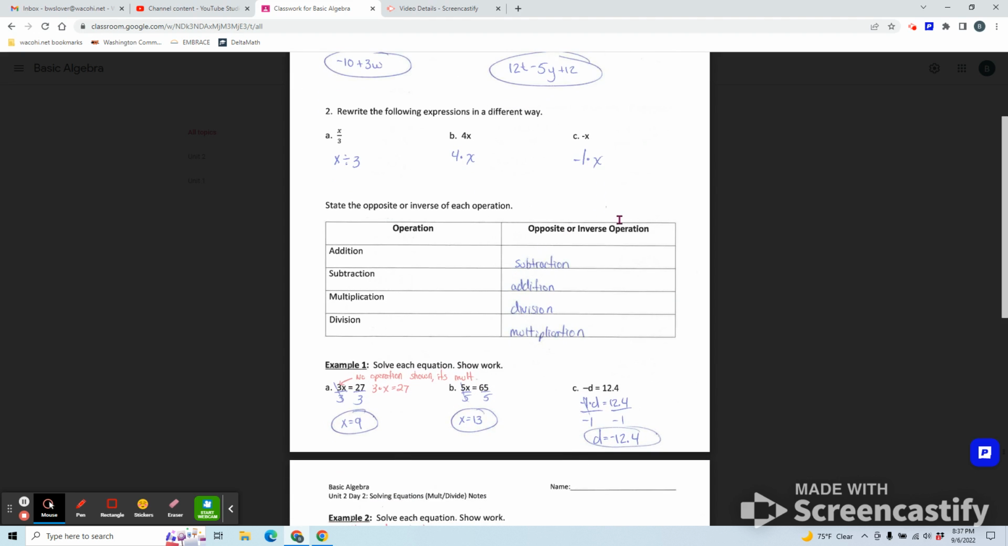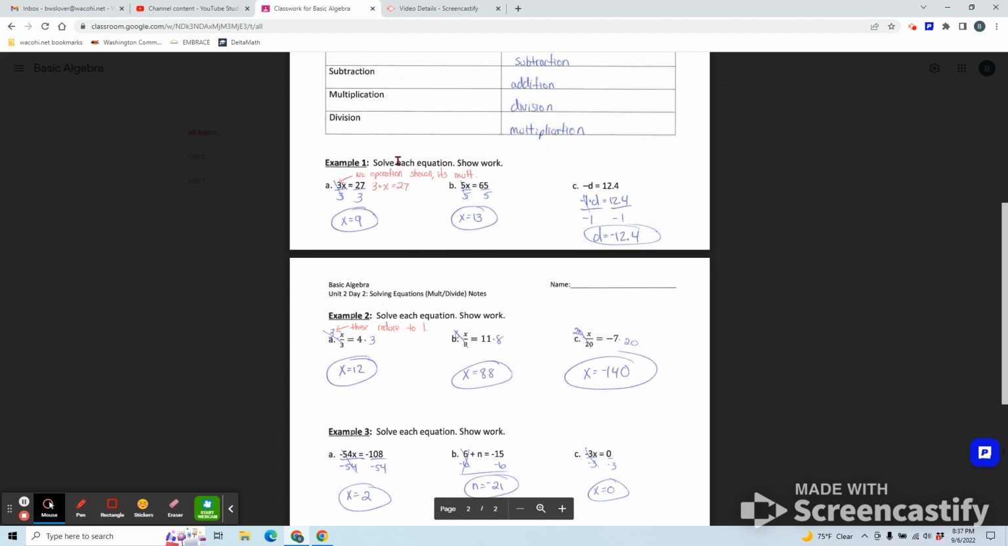This table should look familiar. It's the exact same table as yesterday. So the inverse operation of addition is subtraction. The inverse operation of subtraction is addition. And the inverse operation of multiplication is division, and the inverse operation of division is multiplication.